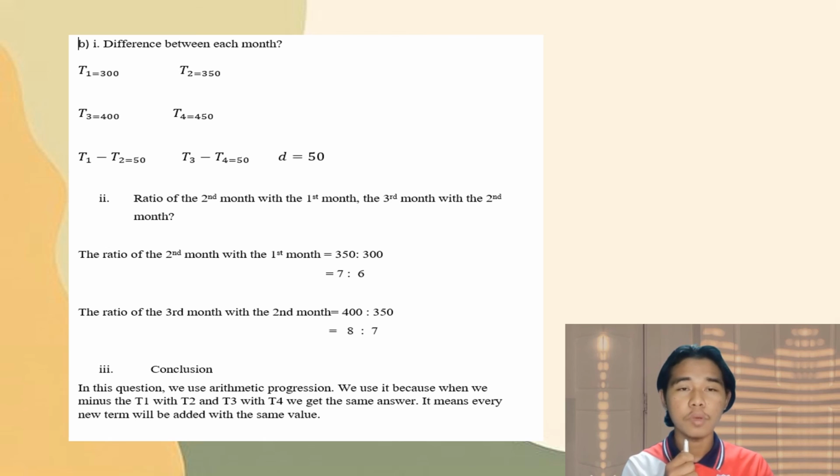Then, I will explain our conclusion for this question. For this question, we have used arithmetic progression to solve it. We know that the answer involves arithmetic progression because the difference between T1 and T2 is the same as the difference between T3 and T4. It clearly shows that arithmetic progression is very suitable to get the answer. By that, we can use the formula in arithmetic progression to solve the questions.